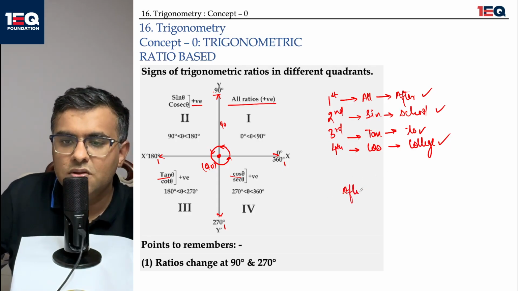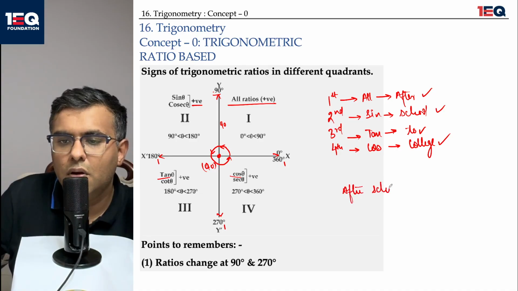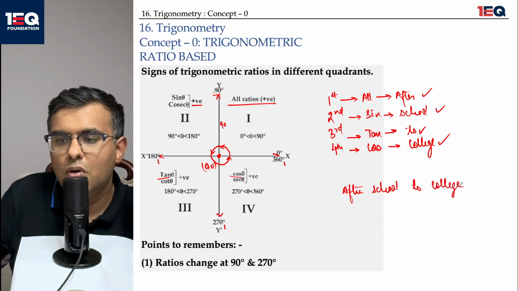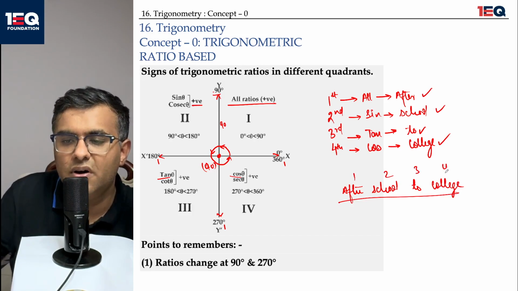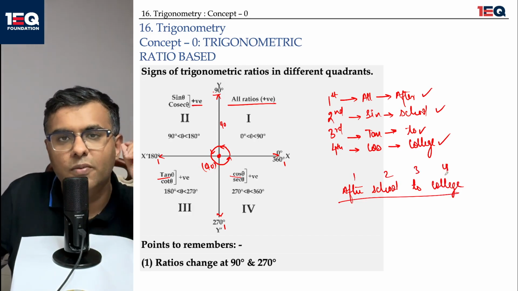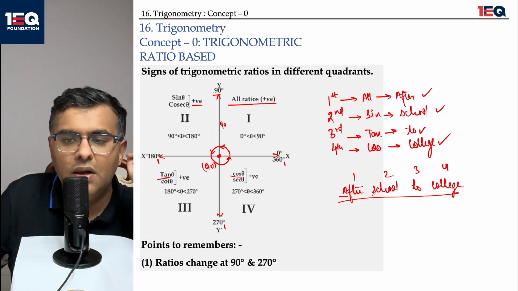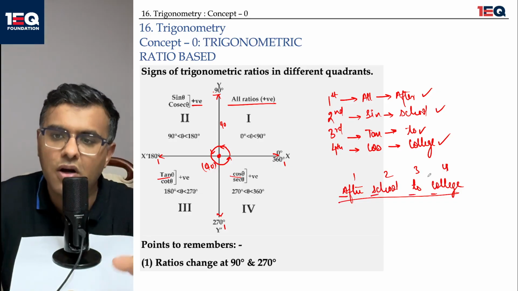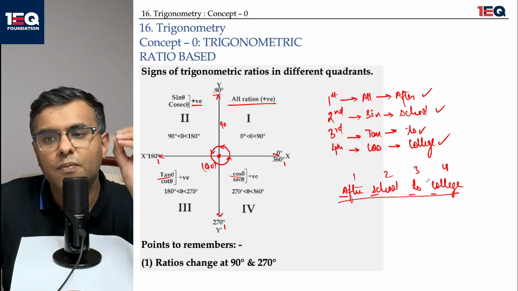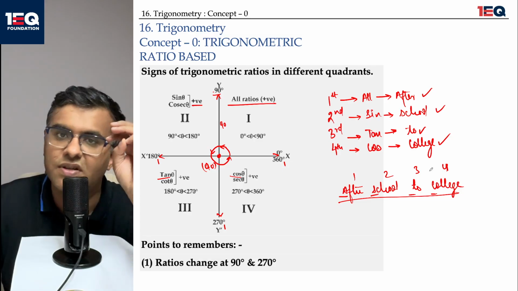After school to college. In this way, we are able to understand in the first quadrant, second quadrant, and third quadrant what values are going to be positive. In the first one, all. In the second one, sine. In the third one, tan. And in the fourth one, cos. So this is how you remember what values are going to be positive.